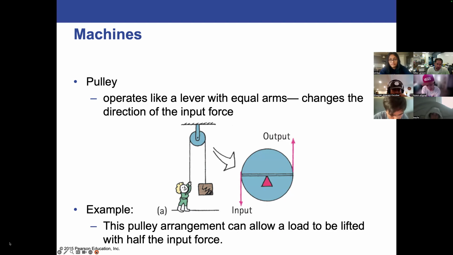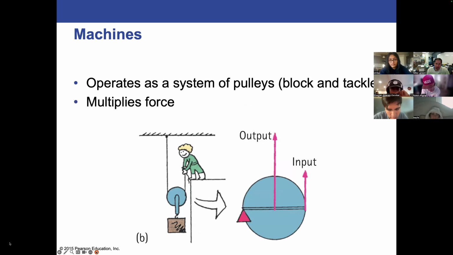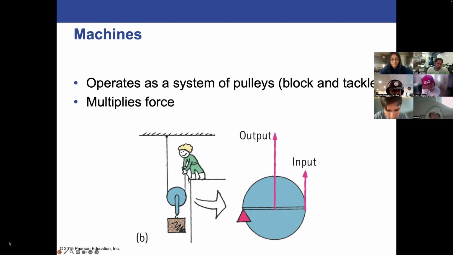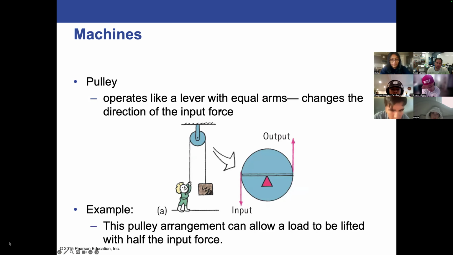So there's one other slide on pulleys. Let me look at it before I tell you what to write. Let's just write here. It can change the direction of the input force, and then the next thing we'll write is really this example, but it's better written on the next slide.